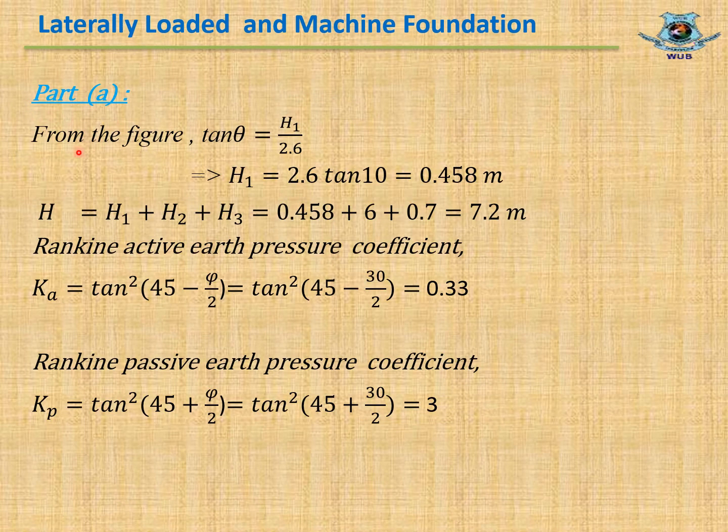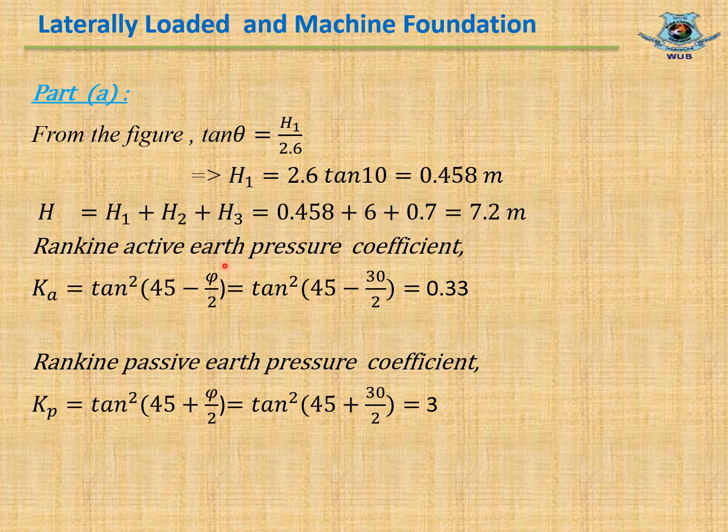Part A. From the figure at slide 4, tan theta equal to h1 by 2.6, where h1 is the height and 2.6 meter is the base length. So h1 equal to 2.6 tan 10 degree equal to 0.458 meter. Now total height h equal to h1 plus h2 plus h3 equal to 0.458 plus 6 plus 0.7 equal to 7.2 meter. See slide 4.